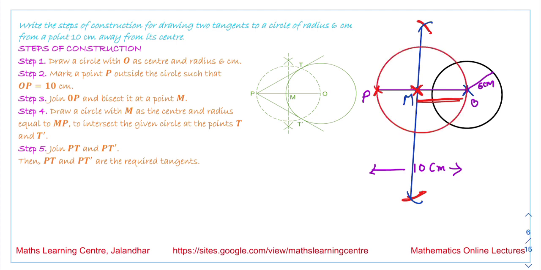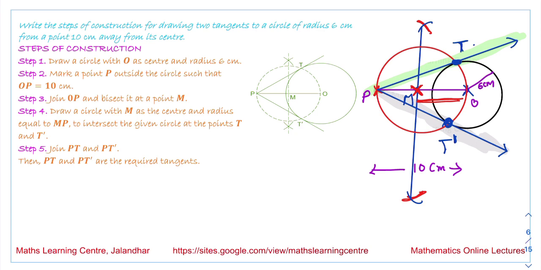We have drawn a circle over here. The points where this circle intersects the original circle, we are saying these points are T and T dash. When we join PT and PT dash, we obtain the two tangents, this PT and this PT dash. These are the two tangents we are talking about.